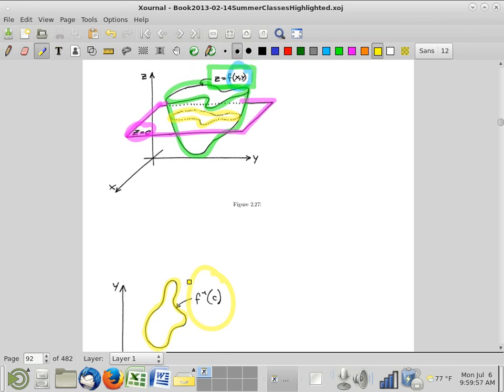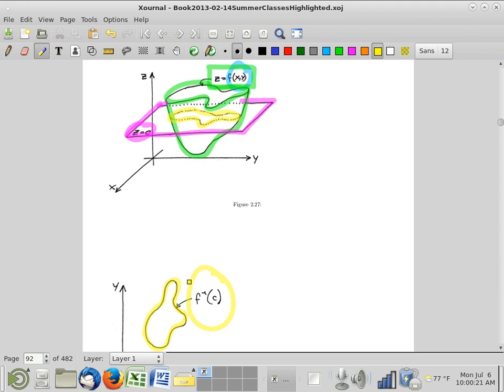How are we doing? Does everybody see the observation there? On the algebraic side, it's kind of a silly observation. If z equals c, then f equals z is the same as f equals c, right? And geometrically, we get this really nice connection between graphs and level sets. Level sets are horizontal cross sections of graphs.